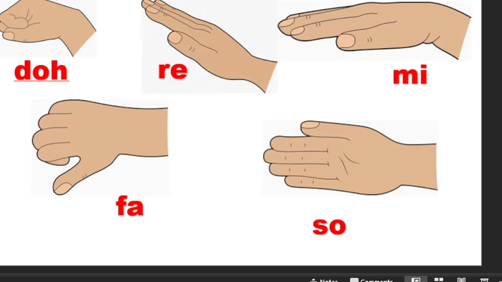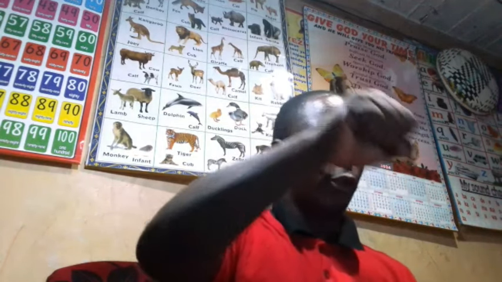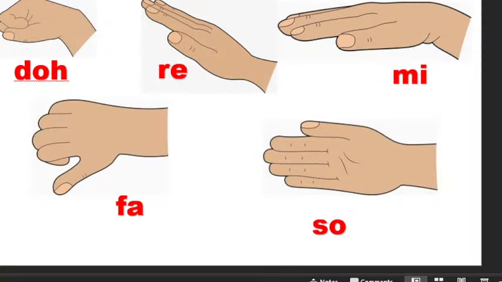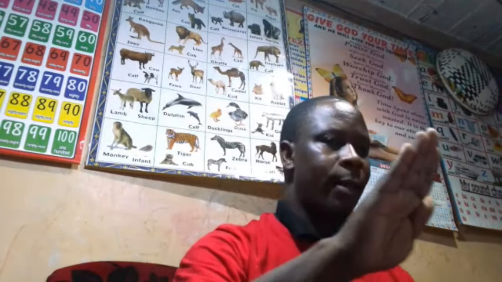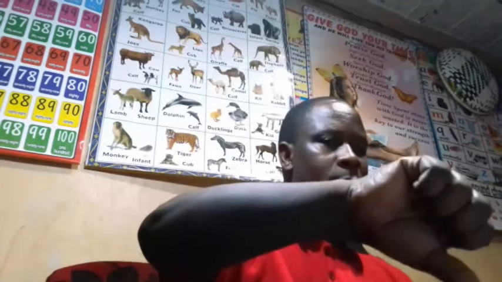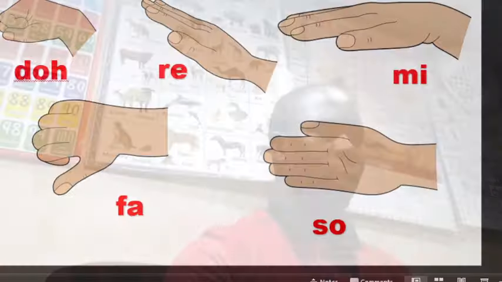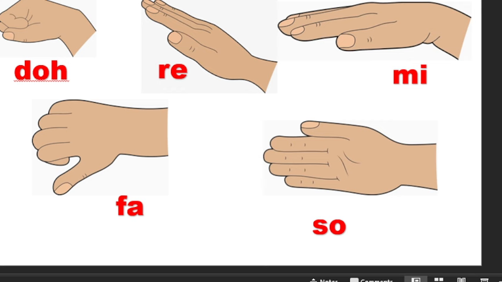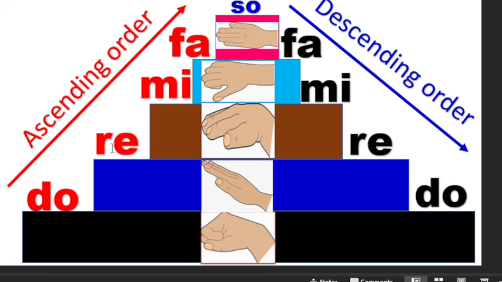Now you can see you have do. Here you have do, as I say, do. Then you have re. Then mi. Here they are, do, re, mi. Then fa. Then so. Here they are, do, re, mi, fa, so. Here is the ascending and descending: do, re, mi, fa, so, so, fa, mi, re, do. That's ascending and descending order.